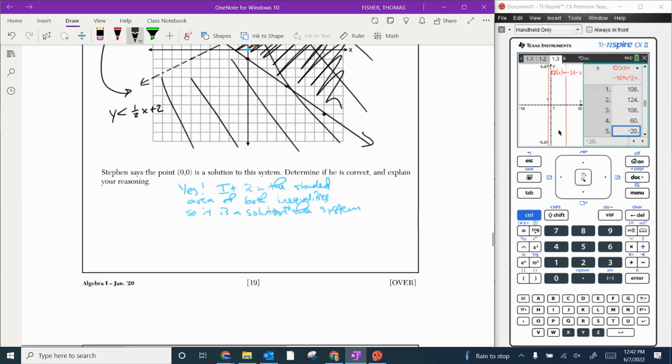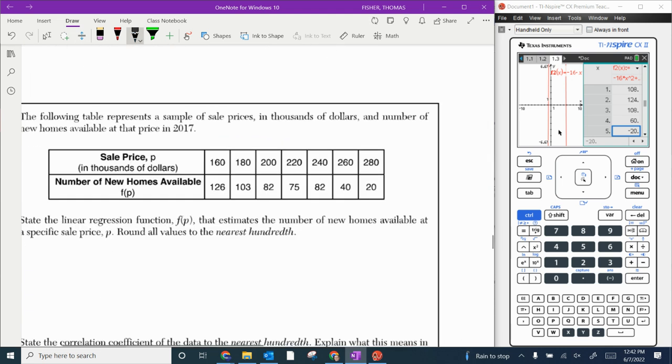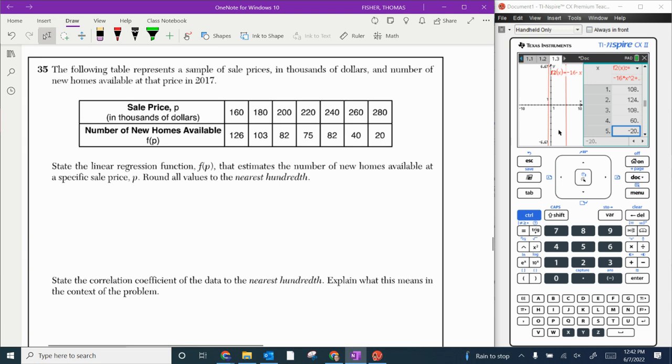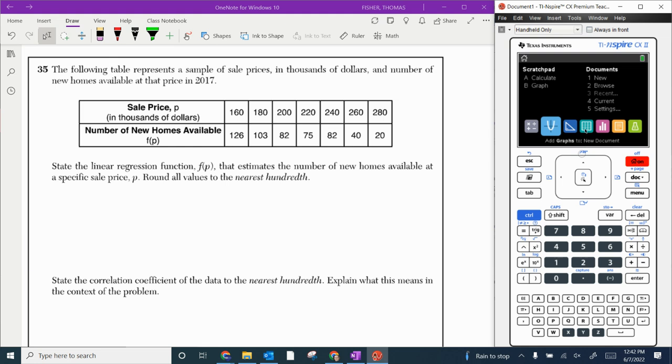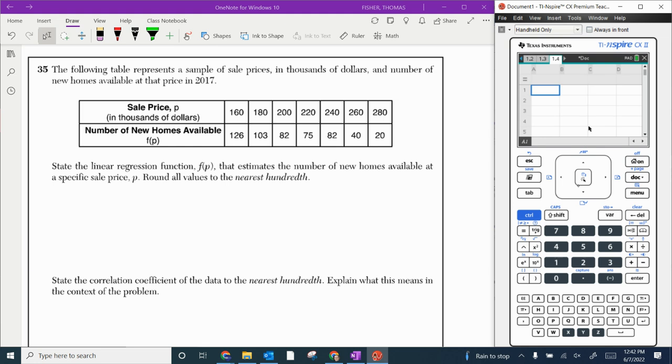Nice. Where are we at? 35. Okay, we're getting to the end here. A lot of questions. Linear regression. Go to calculator, spreadsheet, type it in. Sale price, P, and then what's the other one? The other one is homes available. I'm going to do HOMES. There we go.